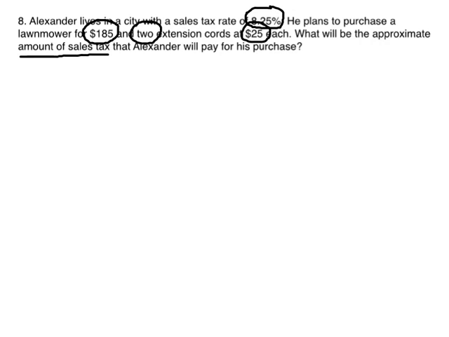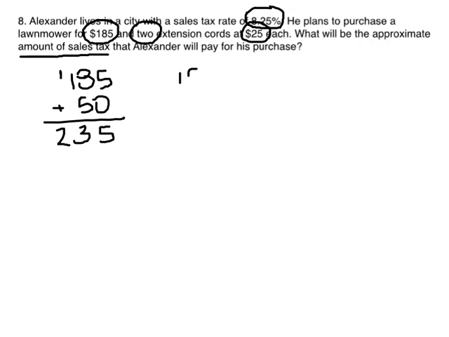So first let's see how much he paid. So he bought the lawnmower for $185, and then, oops, he's drawn all over it like crazy. And then he bought 2 extension cords at $25 each. So 25 times 2 is 50. So 185 plus 50. 5 plus 0 is 5. 8 plus 5 is 13. 1 plus 1 is 2. So $235. So now we're asking ourselves, what is 8.25% of $235?